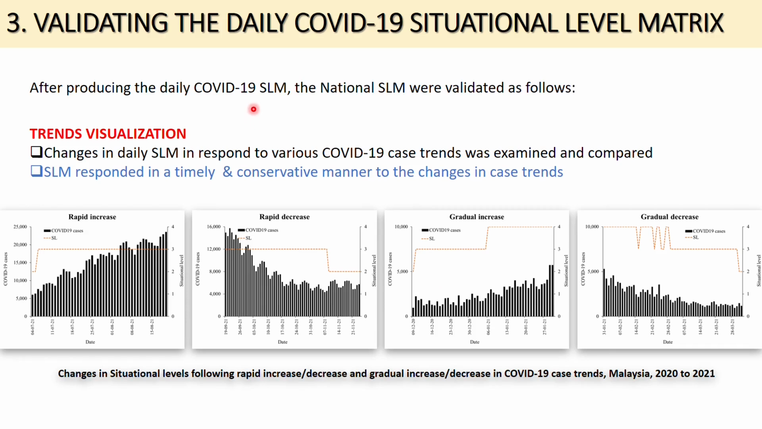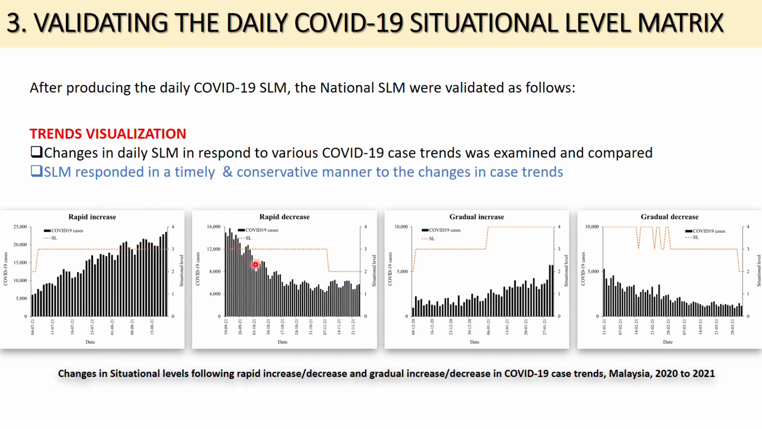Subsequently, we also validated the COVID-19 situational level metrics values by doing a trend analysis, wherein we observed how the daily situational level metrics responded to various COVID-19 trends. So, for example, you can see there is a situation where we have got a rapid increase in cases, where we see our COVID-19 situation level metrics is quick to step up from a lower level to a higher level when there is a rapid increase in cases.